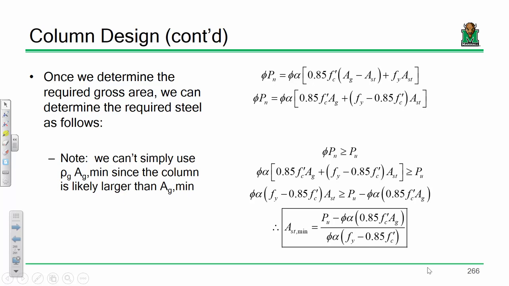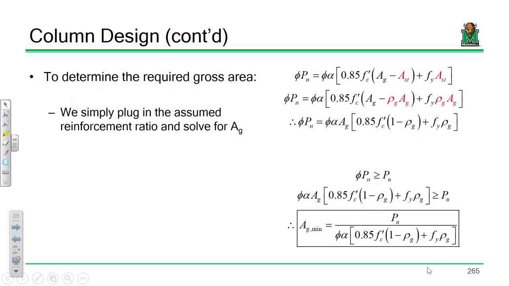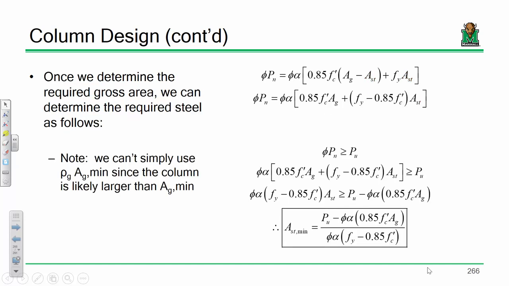And the easiest way to do that is to actually just go back to your expression and solve for, using that gross area, what is the steel. So it's not that bad. It's pretty straightforward. All you need are really these two expressions. What's the gross area requirement? What's the steel area requirement? Once you do that and you check your dimensioning details and whatnot, problem's done.